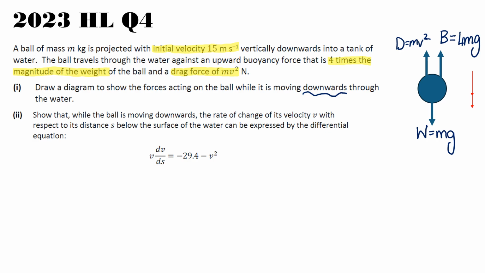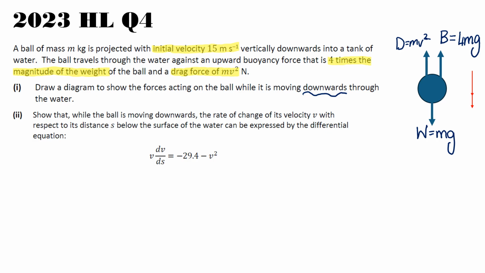So the next thing, part 2, what they ask us to do is show that while the ball is moving downwards, the rate of change of its velocity, v, with respect to its distance s, so this is v dv/ds, below the surface of the water can be expressed by this differential equation. So v dv/ds is just another way to say acceleration.